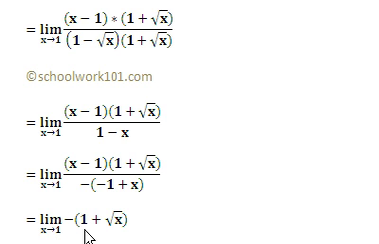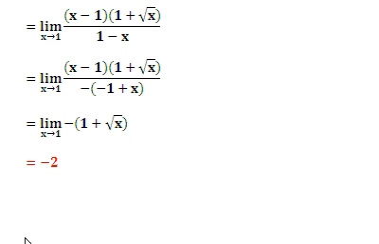And so now we're left with a new function. We have the limit of negative, and in parentheses, 1 plus the square root of x as x approaches 1. And so now we can do the direct substitution, plugging 1 directly in, and you'll have 1 plus 1, which is 2, but then we have the negative outside that we need to carry. So our limit is equal to negative 2.